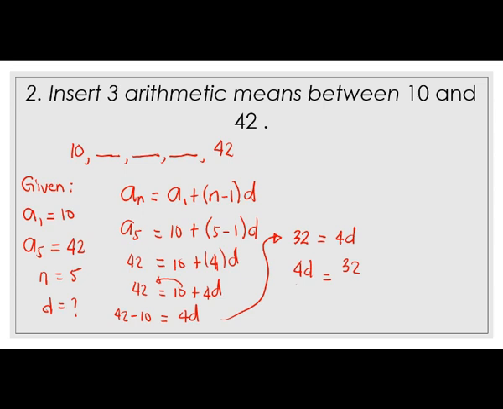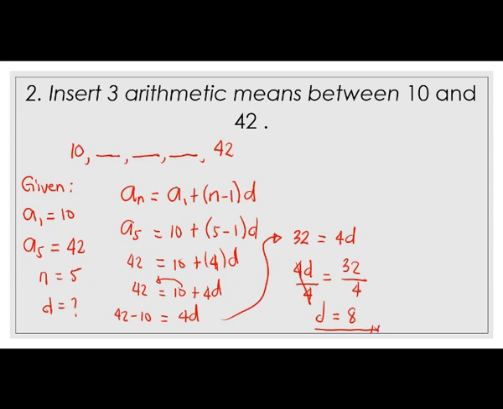Okay? So we divide both sides by 4 to eliminate this 4 here. So cancel na siya. Our d, or common difference, is equal to 8. Now that we have our common difference, dali na lang.